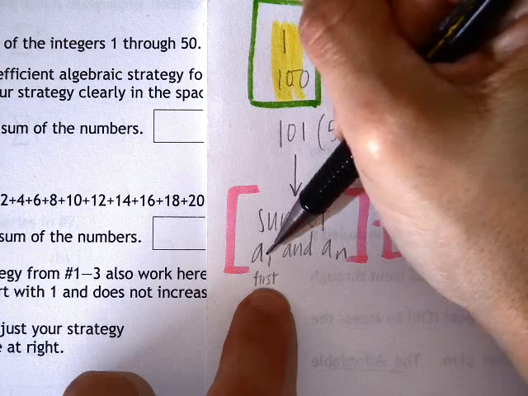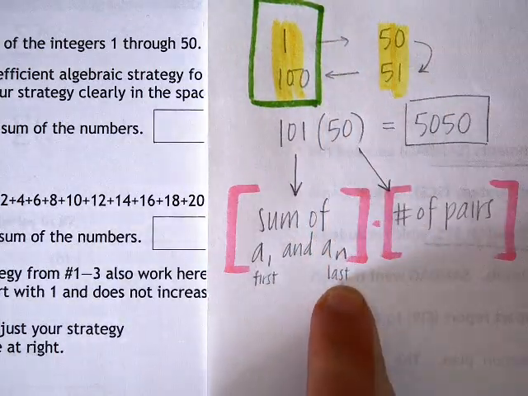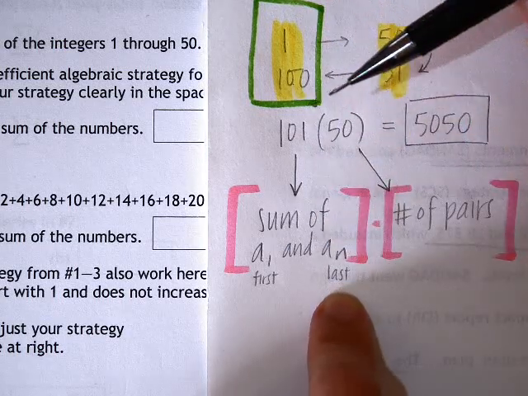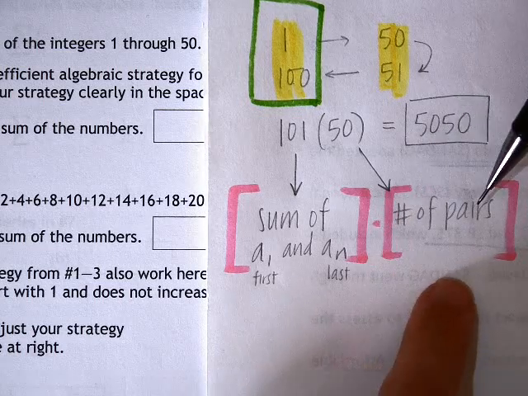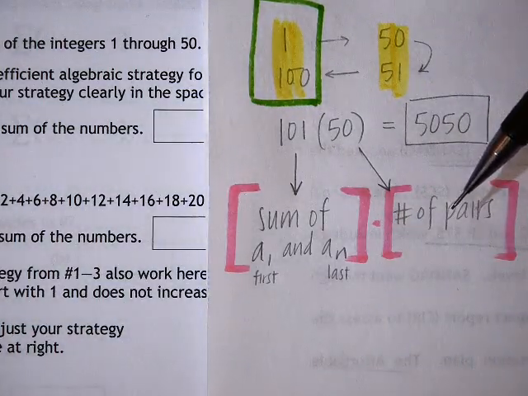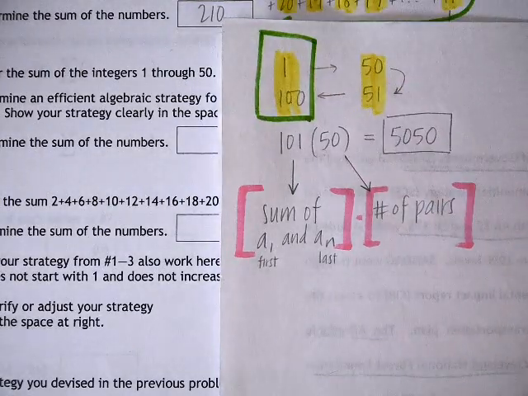A sub 1 is going to be my notation for the first term, and A sub n is going to be my notation for the last term. You'll see why in a second. But this little formula, sum of the first and the last times the number of pairs, can be adapted pretty easily to questions like question number 4.